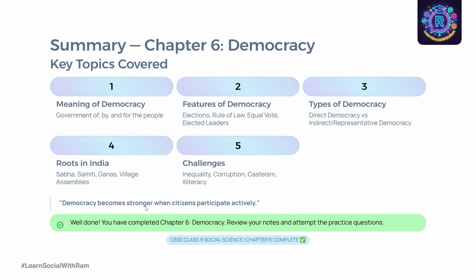So democracy becomes stronger when citizens participate actively. So we have completed this chapter successfully. Students, democracy is not just a political system, it is a way of life. It teaches us equality, freedom, justice, participation. Remember one powerful line. Democracy becomes stronger when citizens participate actively. You are not just future voters, you are future responsible citizens. Your awareness, your voice, and your action matters.